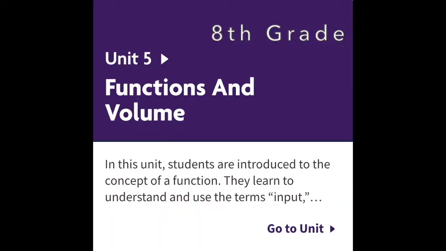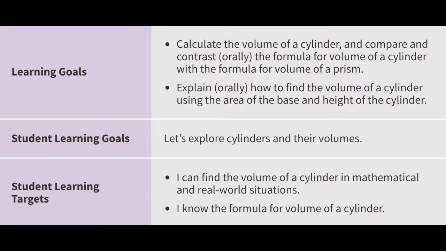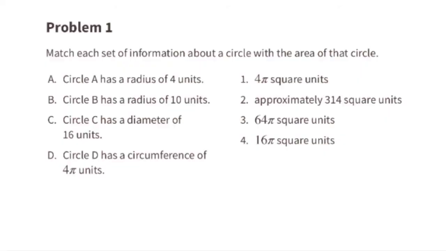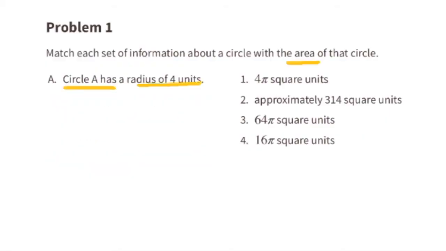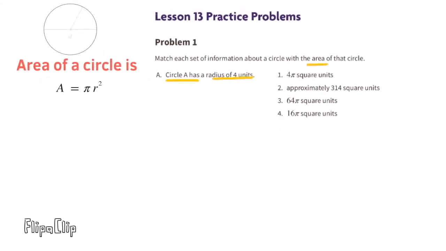8th grade, Unit 5, Lesson 13, the volume of a cylinder. Number 1. Match each set of information about a circle with the area of that circle. A. Circle A has a radius of 4 units. The area of a circle is pi times r squared, and in this case, r is 4, so 4 squared is 16. So the area of this circle is 16 times pi.